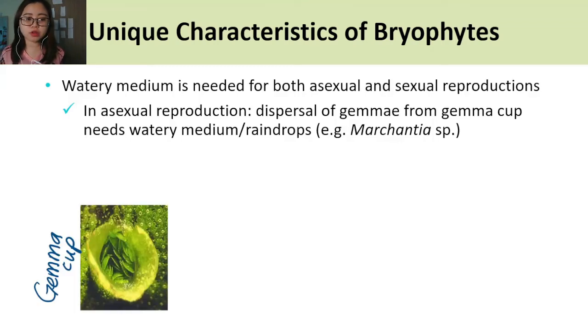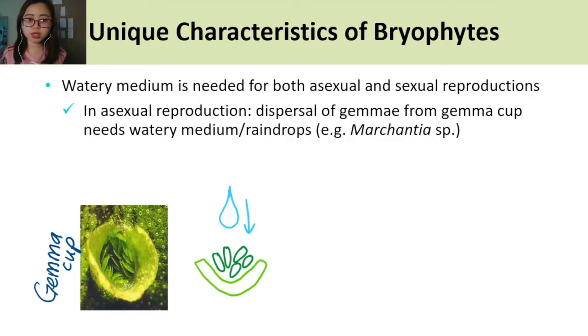This is an example of a gemma cup in Marchantia species. So dalam tu adalah baby Marchantia. What is going to happen is that it looks like this. Okay, dari tepi dia nampak macam ni. Dia macam satu cawan yang mengandungi dia punya anak-anak.